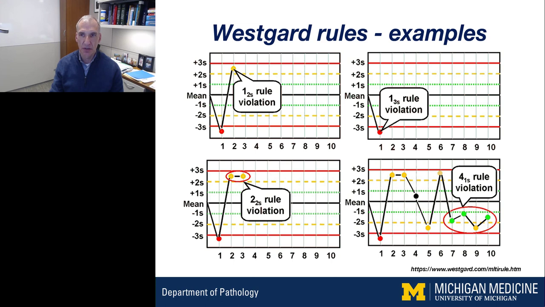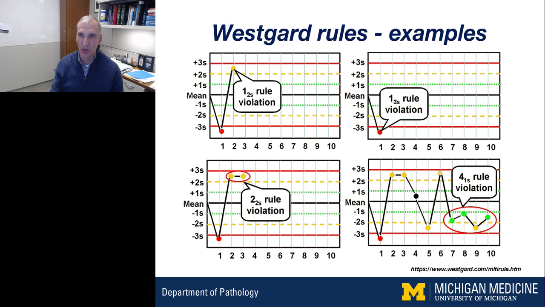So this chart shows examples of different Westgard rules. Initially, these charts are called Levy-Jennings charts. The thick black line in the middle is the mean. That's the expected mean of the control that you're evaluating. The green dotted lines represent one standard deviation around that mean. The yellow dashed lines are 2 standard deviations, and the solid red lines are 3 standard deviations.